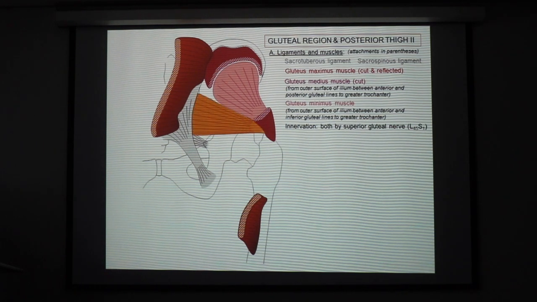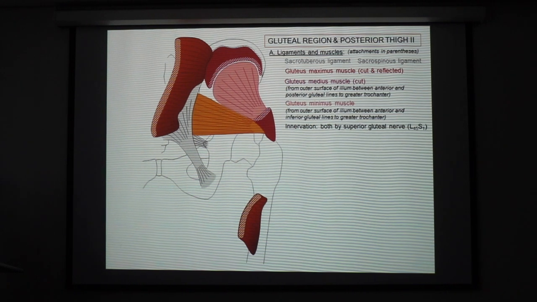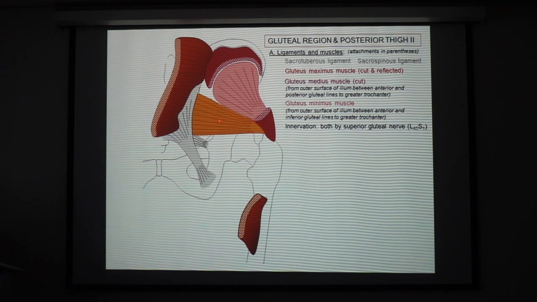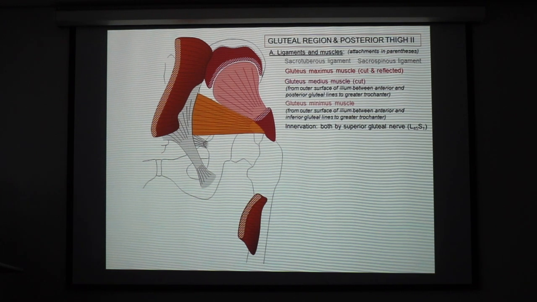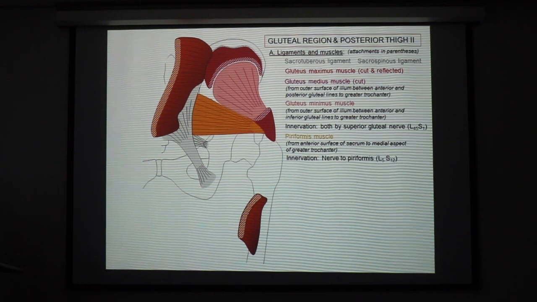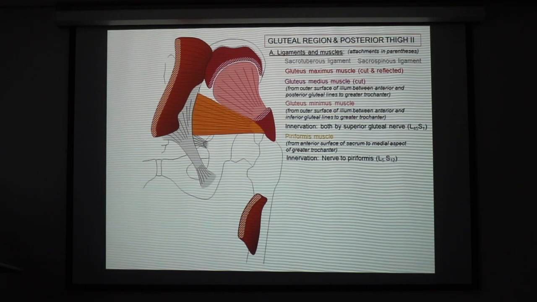Next muscle we are going to talk about is the piriformis, which arises from the middle three pieces of the sacrum, and then it passes through the greater sciatic foramen and attaches on the medial aspect of the greater trochanter. It is supplied by the nerve to piriformis, which is a branch from the sacral plexus.